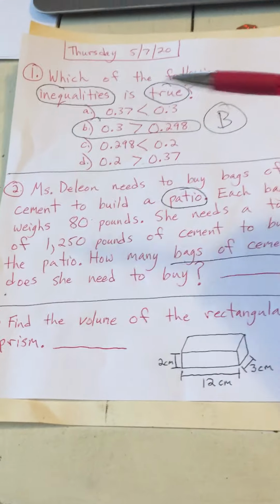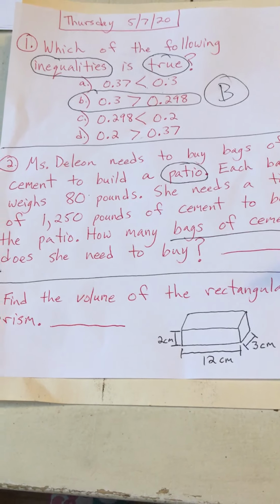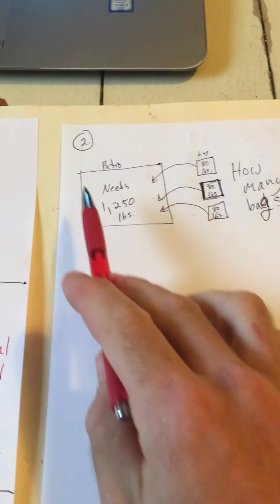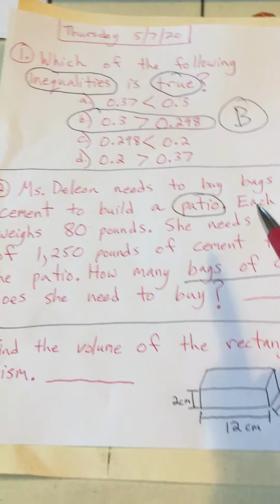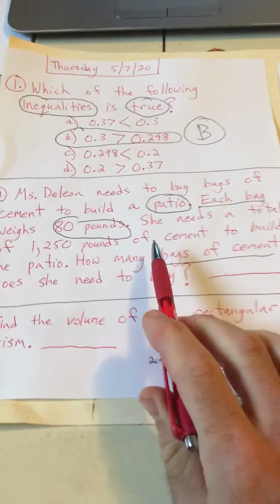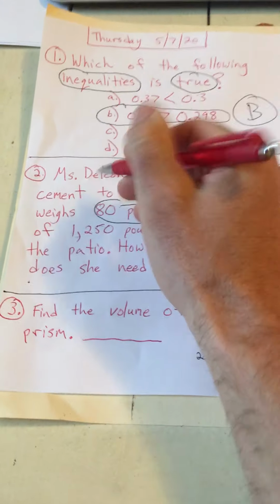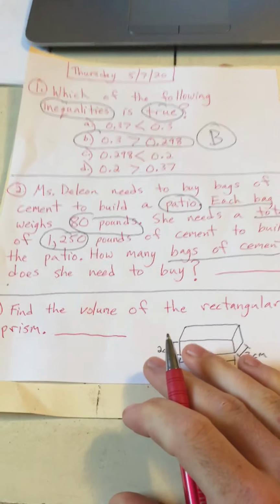Okay, so I'm going to go back again, read it one more time. Miss DeLeon needs to buy bags of cement to build a patio. So I drew a picture of a patio over here. It's just like a deck, right? And it says she needs 1,250 pounds. Each bag weighs 80 pounds. So then I drew a couple of bags that each weigh 80 pounds. She needs a total of the 1,250 pounds. We already talked about that. I put that in my model. She needs a total of 1,250 pounds. How many bags of cement does she need to buy?